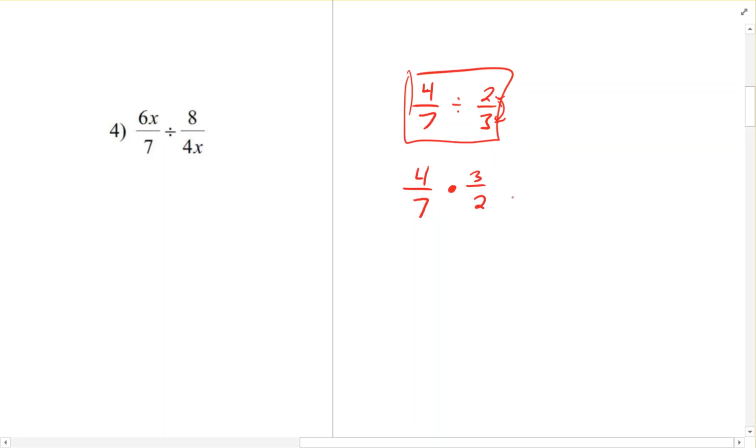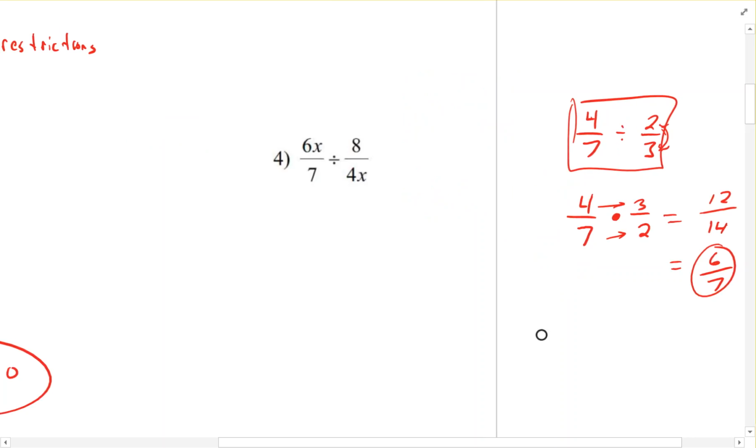Now multiplying these fractions is really simple. You just go straight across, right? So 7 times 2 is 14. You got 12 up top. You could simplify that to be 6 over 7. So that flip is the only difference that we have with dividing.